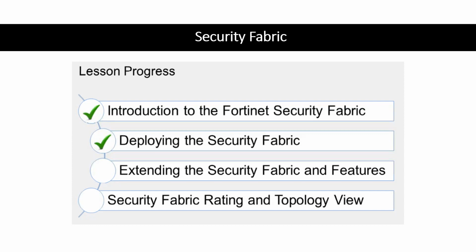Okay, so we left off at section 2 of the security portion of the NSE4, where we were going through the security fabric section. We had a lab day and showed you guys how the security fabric looks, the minimum requirements for deploying it. Now we're going to talk a little bit about theory as far as extending the security fabric and features, and going over security fabric ratings in the topology view. Okay, let's roll.